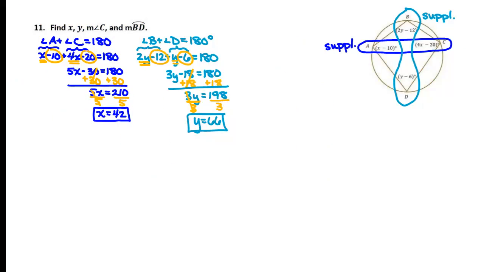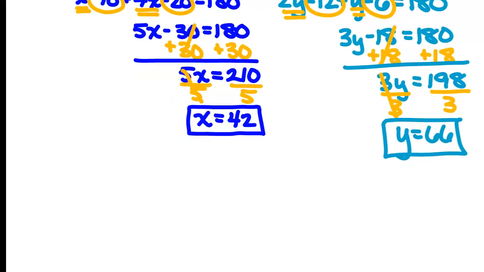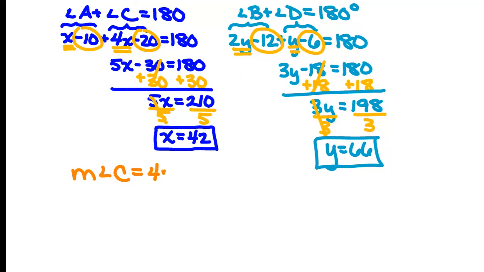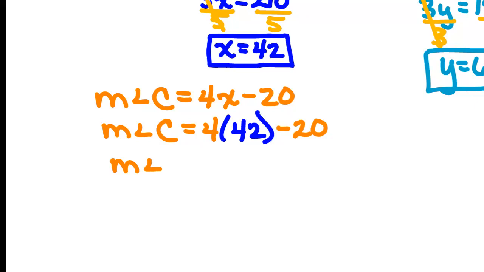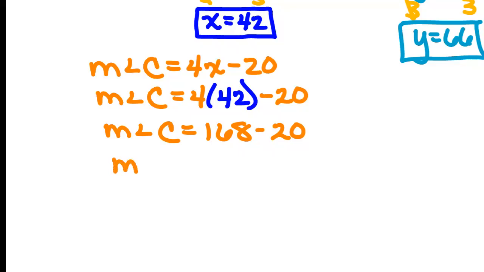All right, 2 more things that we need to find, and then we are done. Measurement of angle C. How am I going to find the measurement of angle C? Yes. Measurement of angle C is 4x minus 20. So that would be 4 times 42 minus 20. So that would be 168 minus 20. So the measurement of angle C is 148 degrees.